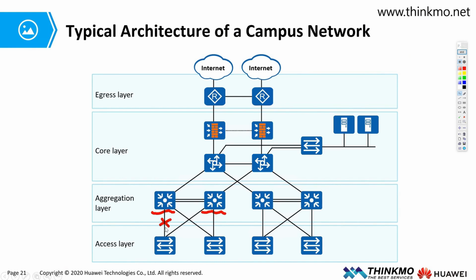So, how do we do it? We use the access switches and the aggregation switches to ensure reliable transmission. Besides this, we refer to this as the aggregation layer. And at the aggregation layer, we need to uplink to the core layer devices.